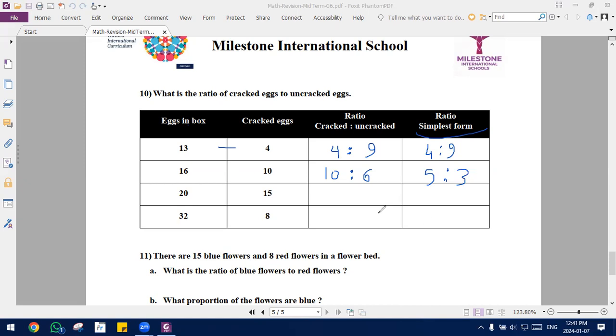No. Now, 15 eggs are cracked, 5 uncracked. We can divide both values by 5. 3 to 1. Then we have 8 cracked. How many uncracked? We do 32 minus 8, 24. Can we simplify? Yes, we divide by 8. 1 to 3.